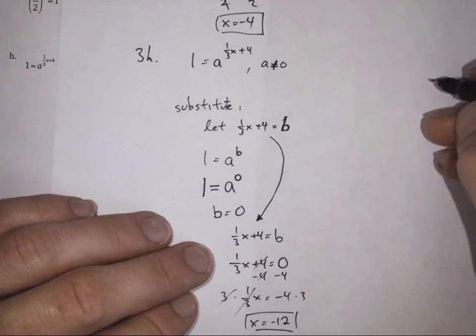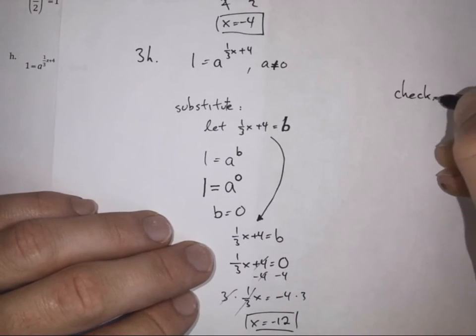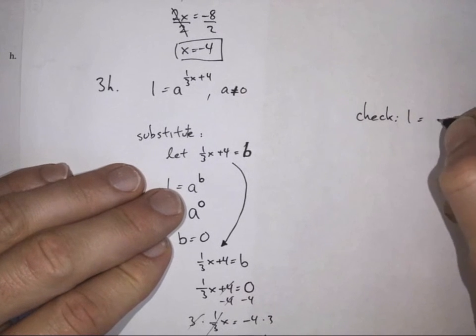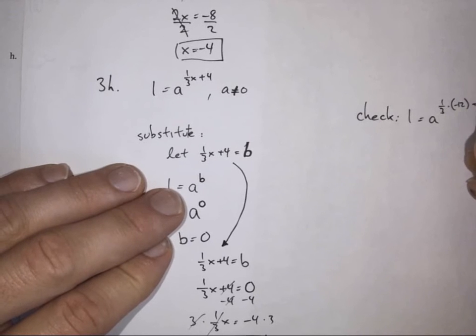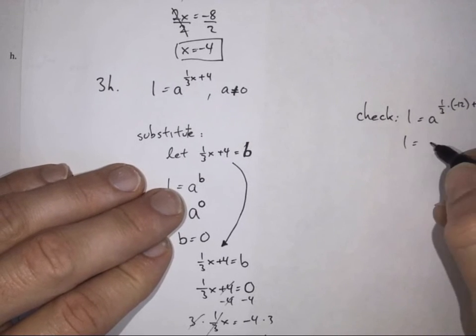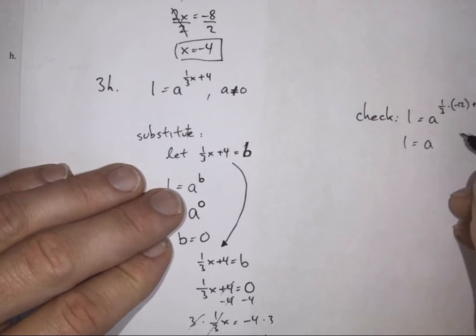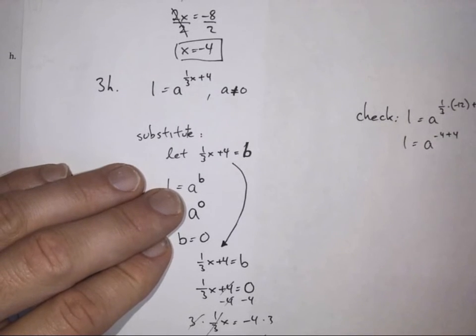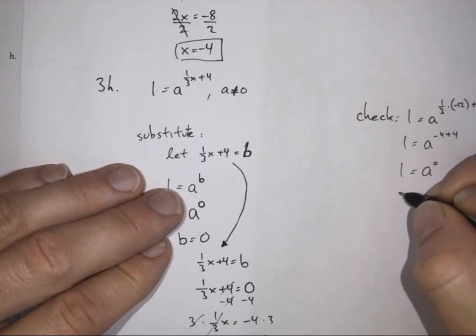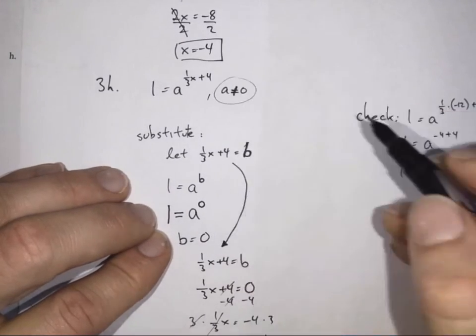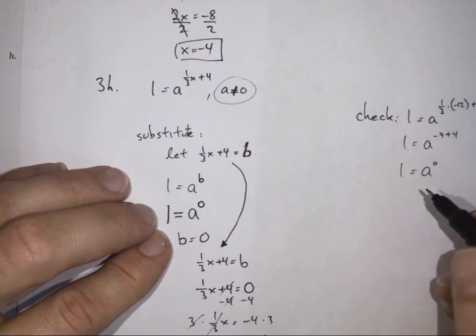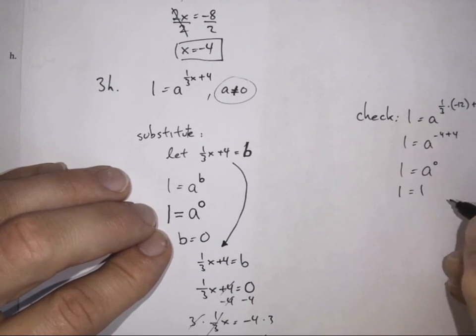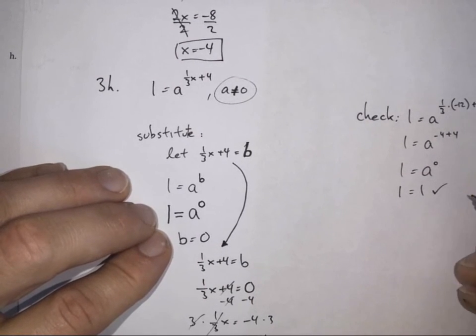And I think we'll be benefited by doing another little quick check here. Is that true? If I rewrite the question with negative 12, does this work? So I get 1 is equal to a to the 1/3 of negative 12, which is negative 4, plus 4, which gives us 1 is equal to a to the power of 0. And provided our restriction that a isn't 0, because 0 to the power of 0 is indeterminate and is not equal to 1, we get to say that this is definitely true, that 1 is 1. This is true.